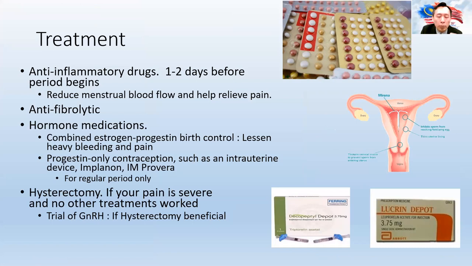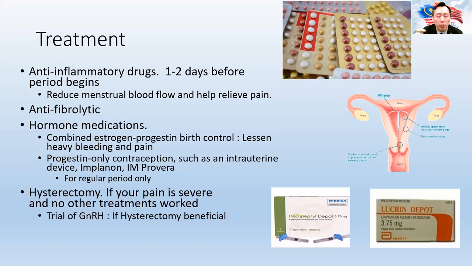Anti-fibrinolytics such as tranexamic acid, and hormone therapy. You can use COCP to reduce the bleeding and also the pain. Progesterone-only contraception is not something I would recommend, because if the period is irregular and you put the patient on progesterone, the period becomes more irregular.